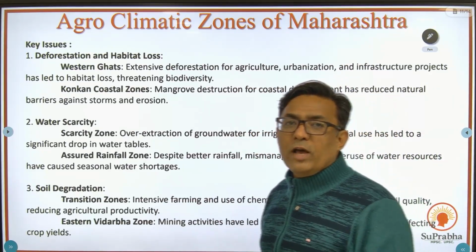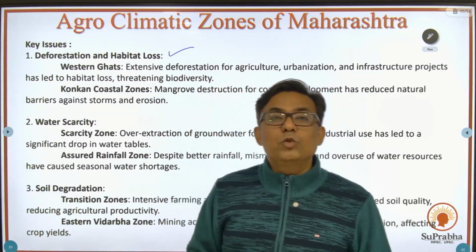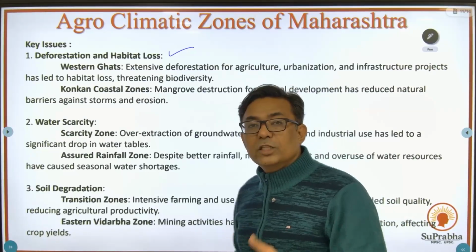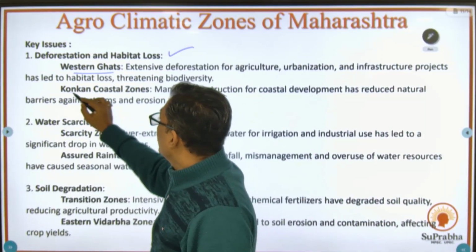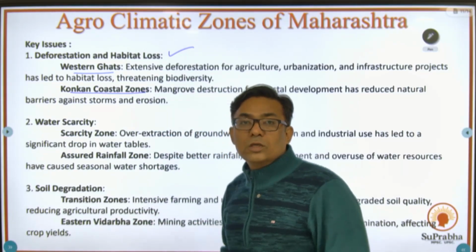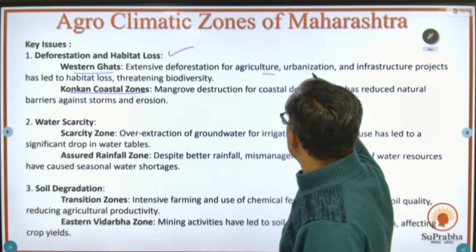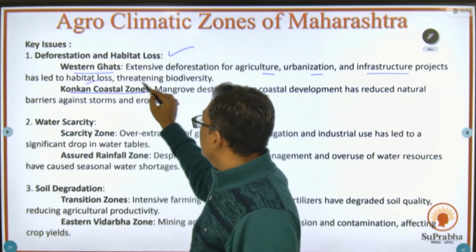First major issue you have is deforestation and habitat loss. But obviously, deforestation would be in those places where you have forests. So you won't find deforestation in the scarcity zone. So deforestation mostly in the Western Ghats and the Konkan coastal zones. Extensive deforestation for agriculture, urbanization and infrastructure projects has led to habitat loss, threatening biodiversity.